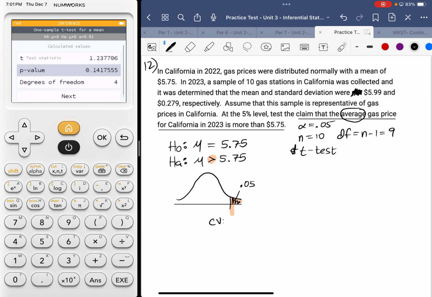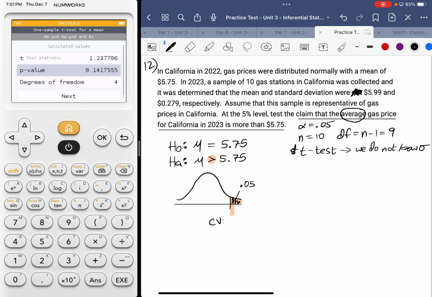because the population standard deviation is not known. We do not know sigma, so we don't know the population standard deviation. If we don't know that and we're testing a claim about a mean, then it's going to be a t-test.